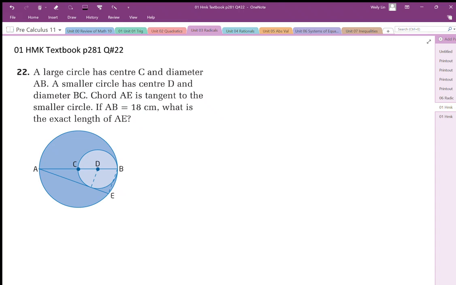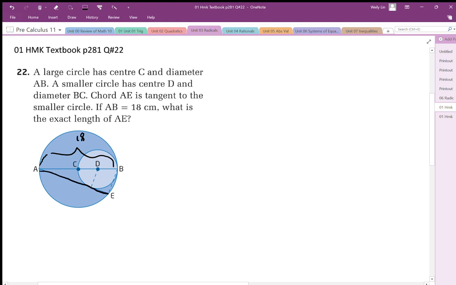Question 22 says we have a large circle centered at C and a smaller circle centered at D. We can see by the diagram that the diameter of the smaller circle is exactly half the diameter of the larger circle. We're given one measurement, which is 18 here, and we're asked to find the length of A to E, so this length here.